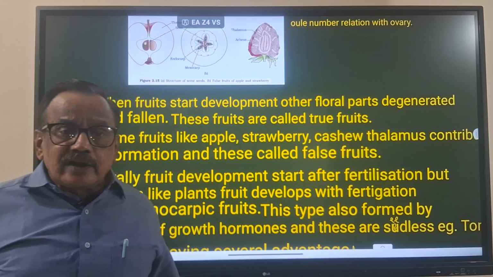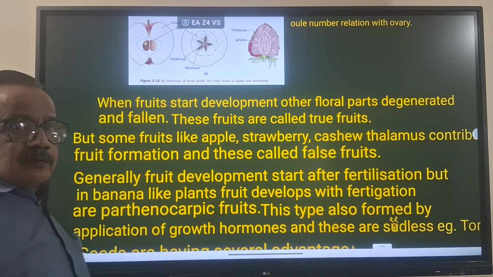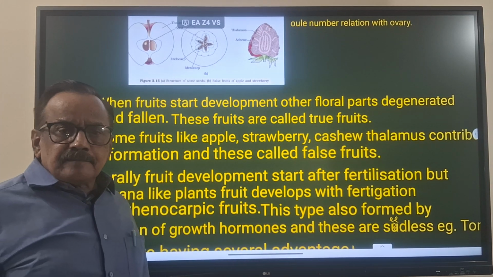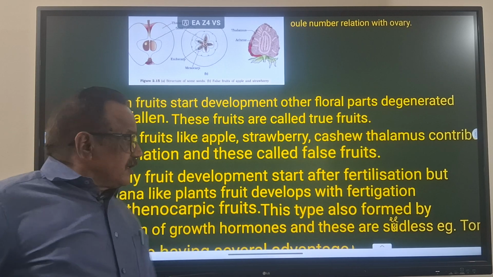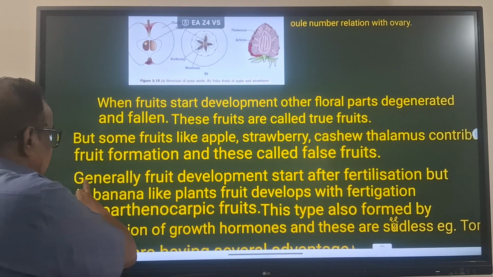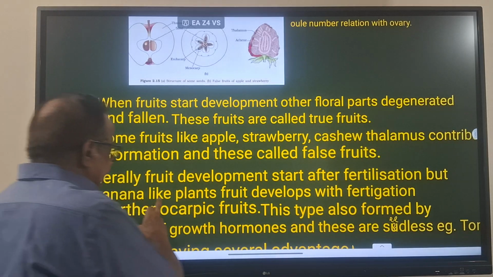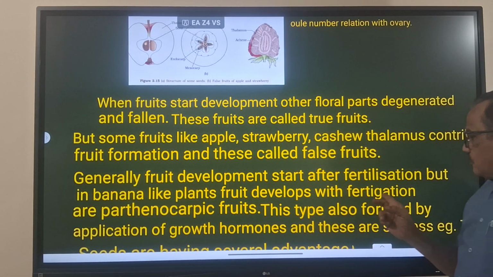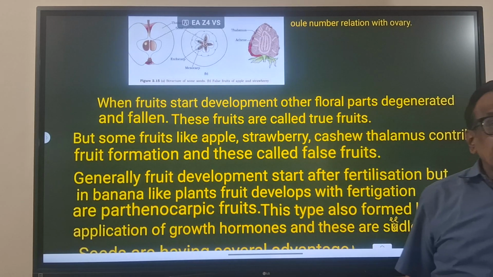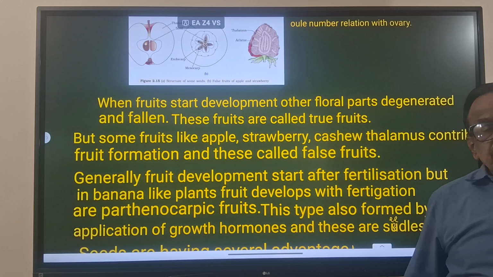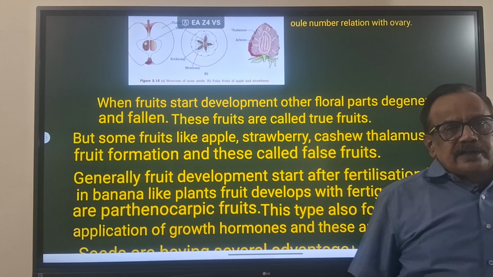Fruit development starts after fertilization. Ovary will become fruit, ovule will become seed. But in some plants like banana, they will develop without fertilization. So they are called parthenocarpic. Now you see, generally fruits develop after fertilization, but in banana like plants, fruits develop without fertilization, and they are parthenocarpic fruits. This is one of the important bits. Parthenocarpic fruit means without fertilization, fruit forms from the ovary only.